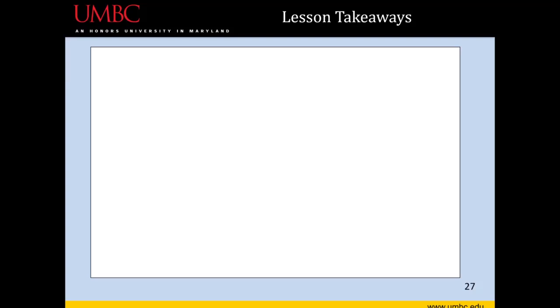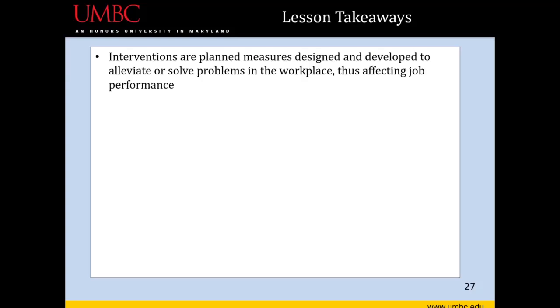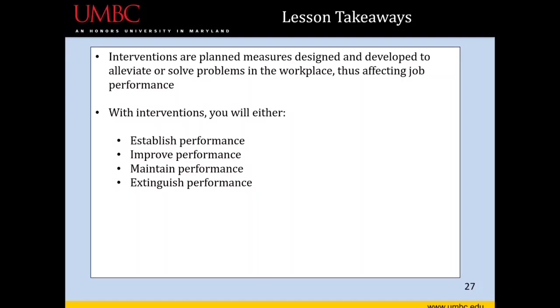So that's it for this lesson. Let's look at the lesson takeaways. Interventions are planned measures designed and developed to alleviate or solve problems, and that's the real key here, solve problems in the workplace, thus affecting job performance. With interventions, you have 4 different performance states. You're going to either establish performance, improve it, maintain it, or extinguish it.